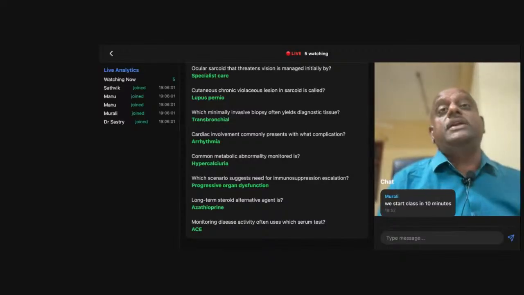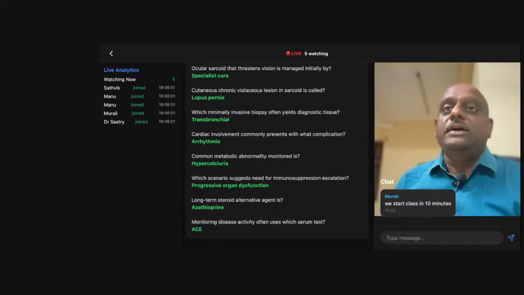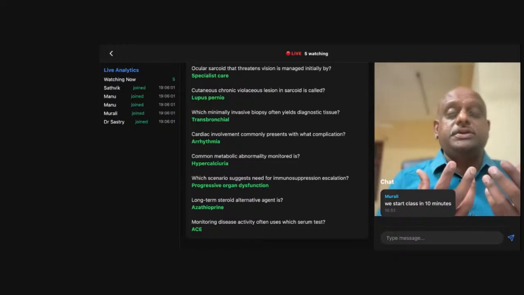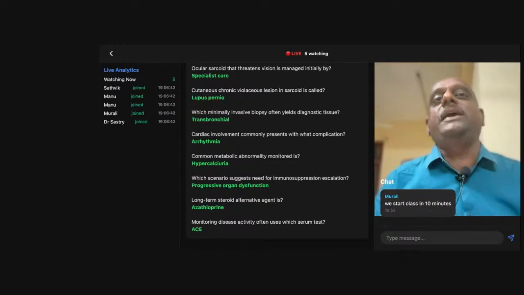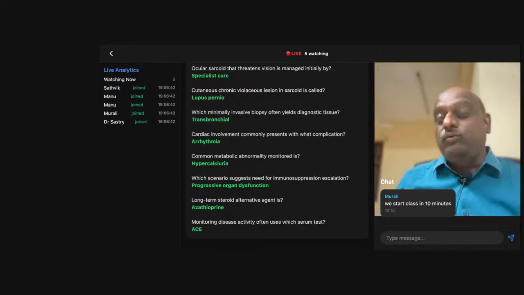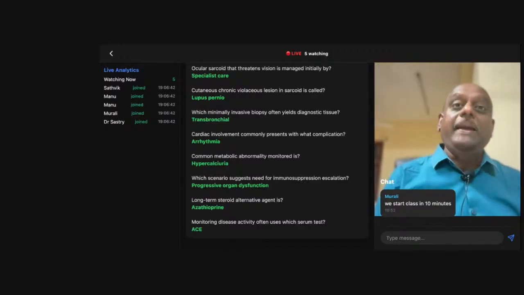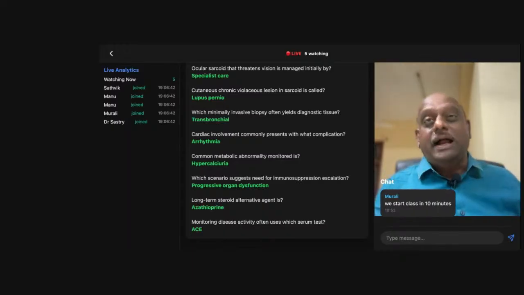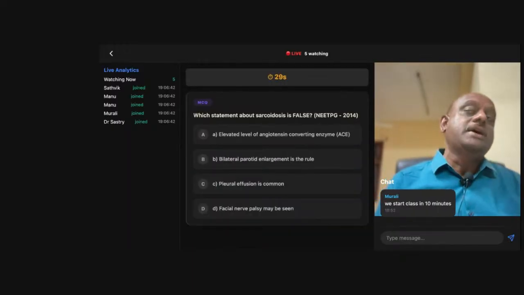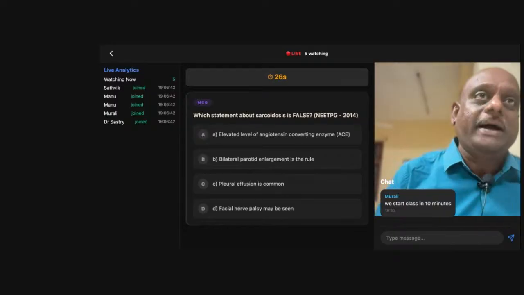What is the skin lesion that you see in sarcoidosis, lupus pernio, and how do you make the diagnosis of sarcoidosis? Transbronchial biopsy is the method. And what is the common metabolic abnormality in sarcoidosis? Hypercalciuria. And the long-term steroid alternative agent which you use is azathioprine is what you need to ultimately remember.